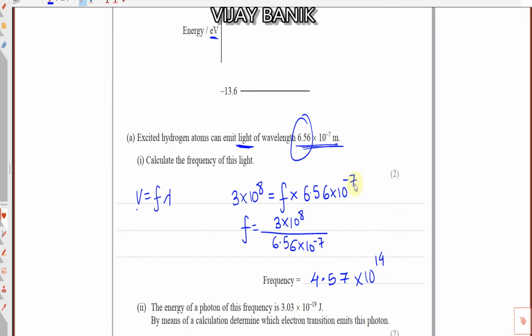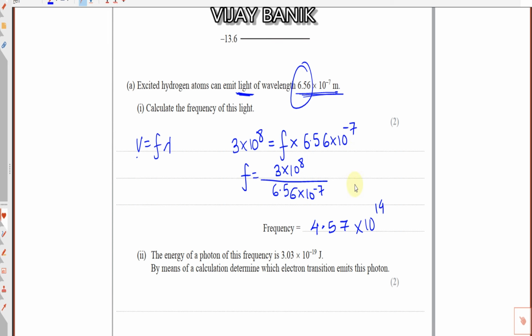Now the energy of the photon of this frequency is this much. So this frequency of light has an energy of this many joules. By means of calculation, determine which electron transition emits this photon.